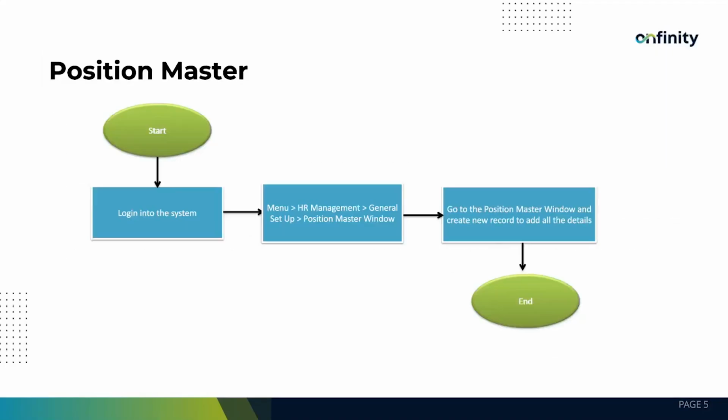So now, let's start with the steps. As the admin, you will log into the system, then go to HR Management in the menu. You will then go to General Setup, then to the Position Master window, and create a new record to add all the details. You will add all the grade and position requirement related details to other tabs and save the data.